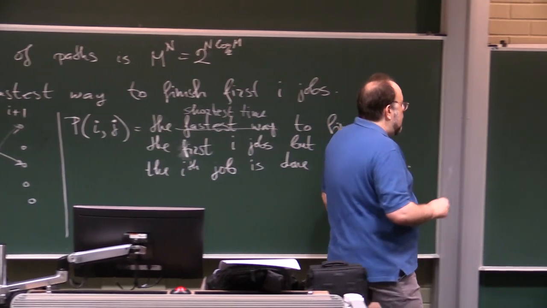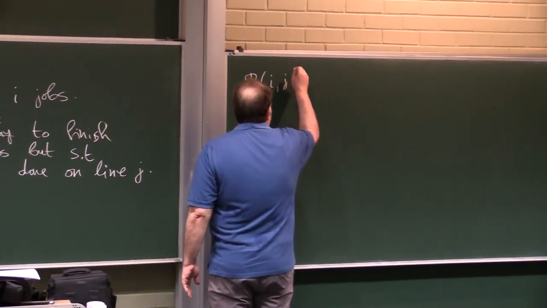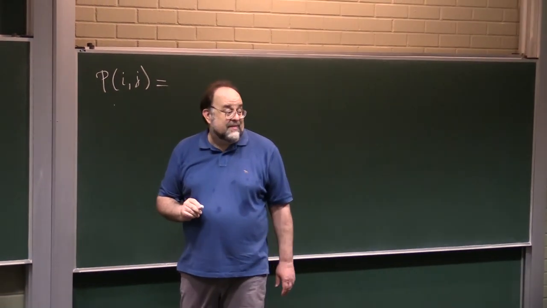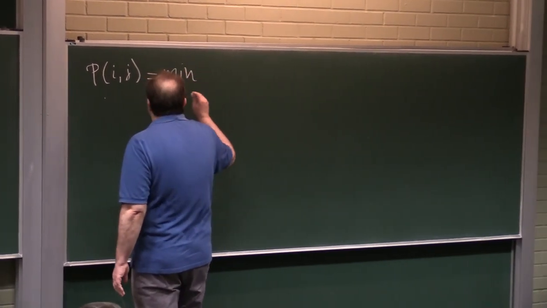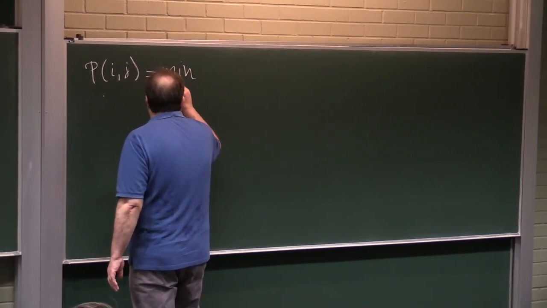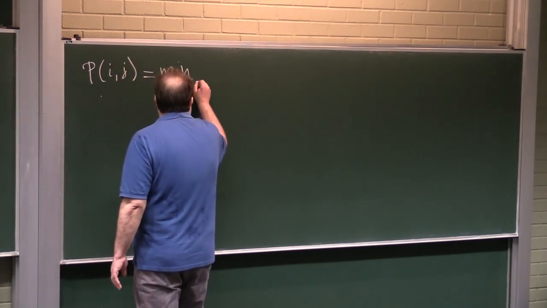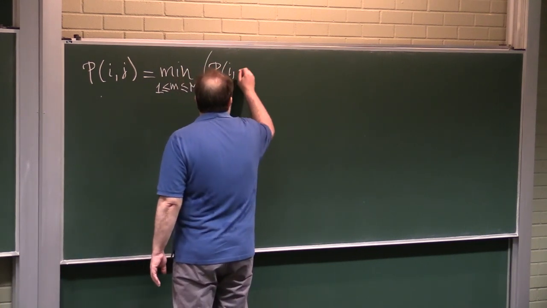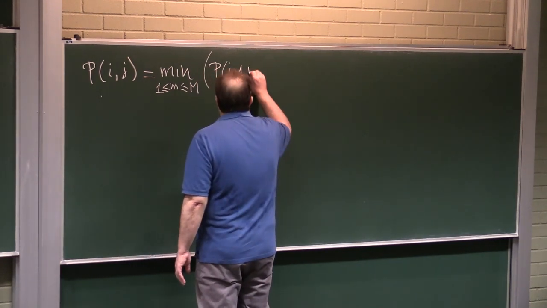Right? So what would be then P_ij? How do we define it recursively? Yes. It'll be the minimum over all P_{i-1}, exactly. Min for all m that go between 1 and capital M. And then here we will have P_{i-1}, m.